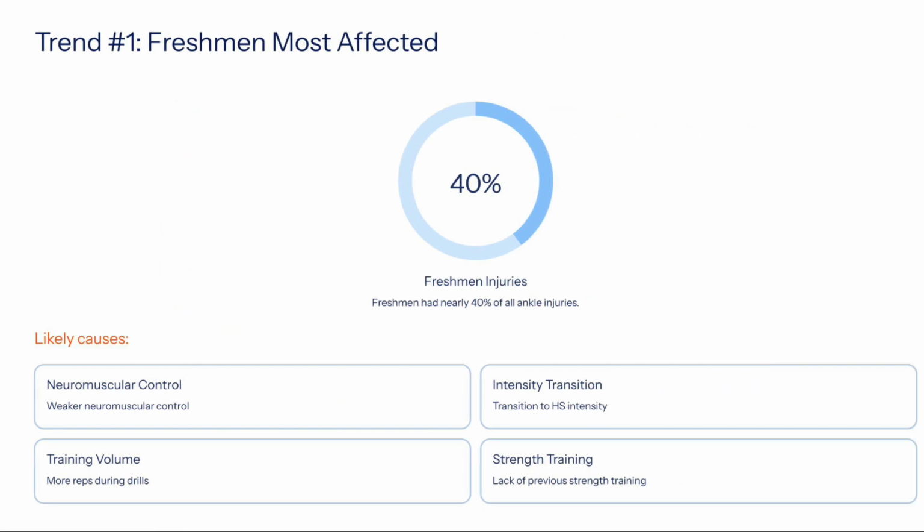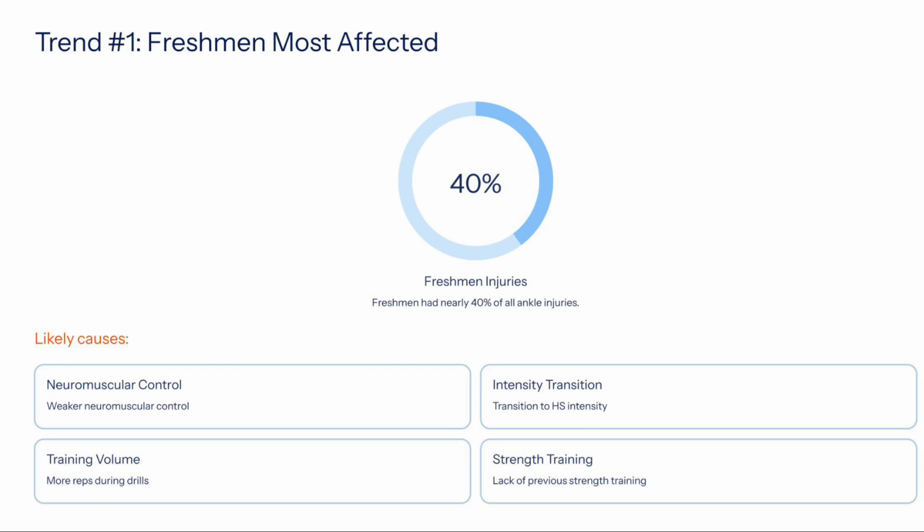So one of the most common trends that I found was that freshmen were most affected by ankle injuries. They had 40% of the ankle injuries that happened that school year for football. The most likely causes from this were neuromuscular control. It's weaker. They're just coming into high school football, and that can affect them.